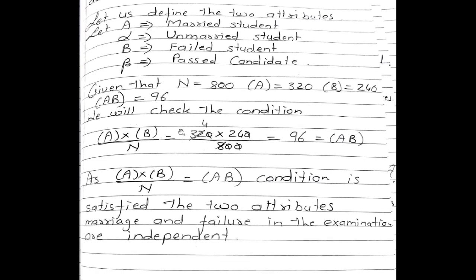We will check the condition. Frequency of A into frequency of B upon capital N is equal to 320 into 240 upon 800. Zeros cancel, 8 ones are 8, 8 fours are 32, and 24 fours are 96. So the value is 96, the same as the given value of AB. So the condition is satisfied. Which condition? Frequency of A into frequency of B upon capital N is equal to AB. Therefore, the two attributes, marriage and failure in the examination, are independent.